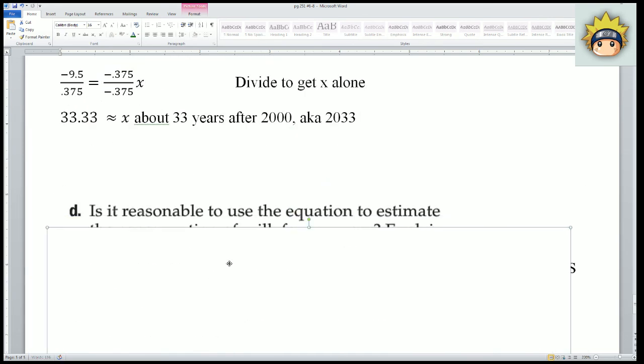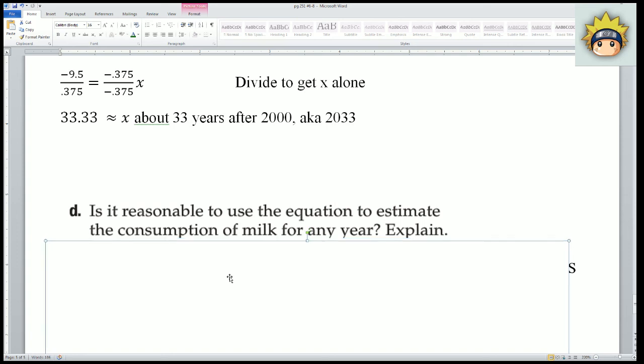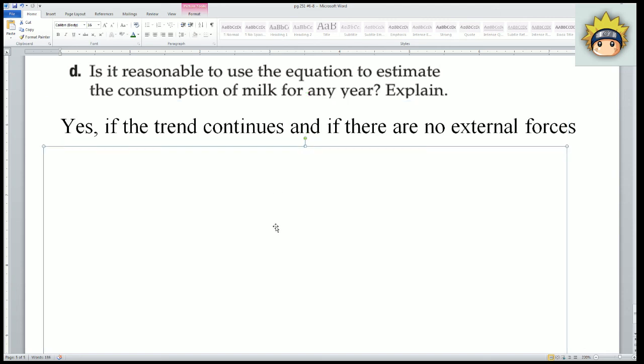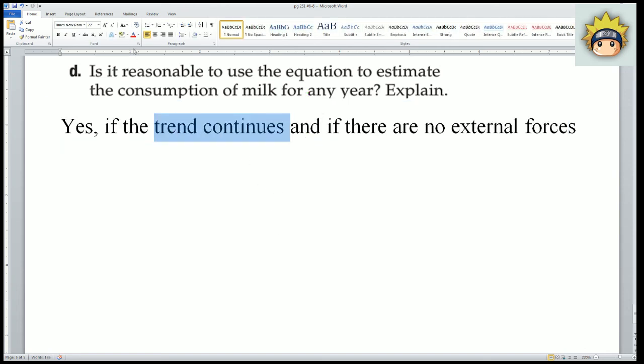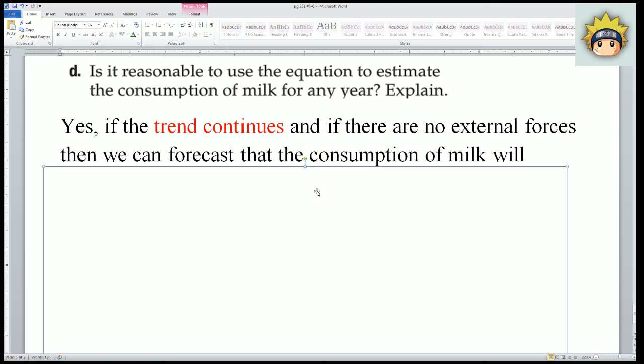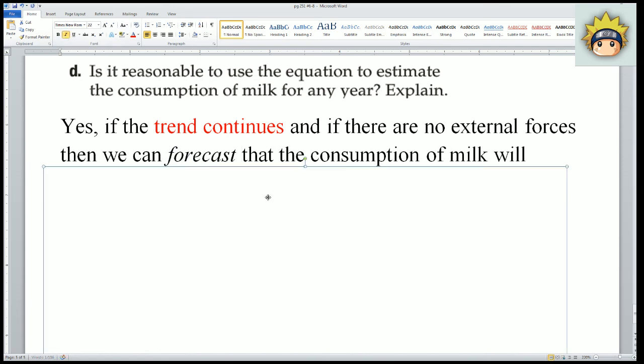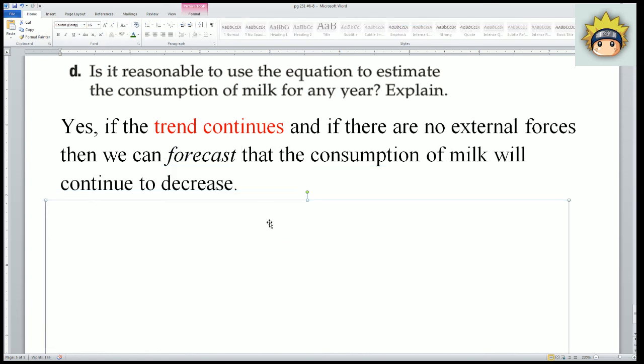Now, point D asks us a very interesting question. Is it reasonable to use the equation to estimate the consumption of milk for every single year? Explain. Yes, if the trend continues. The trend has to continue, and if there are no external forces, then we can forecast. This is predict, right? But use the word forecast. We can forecast the consumption of milk will continue to decrease.